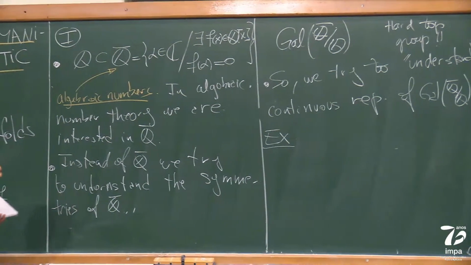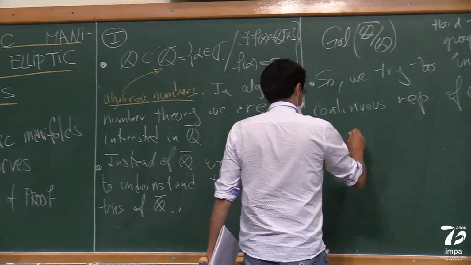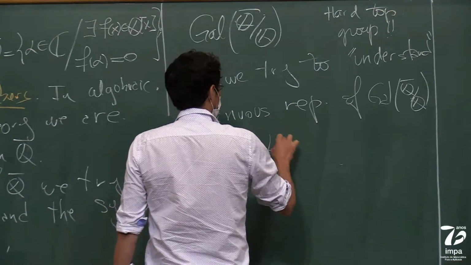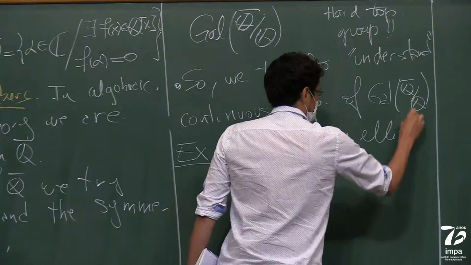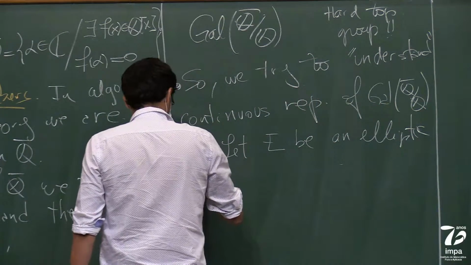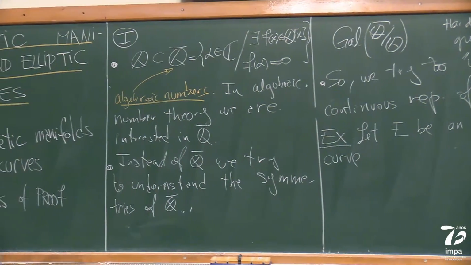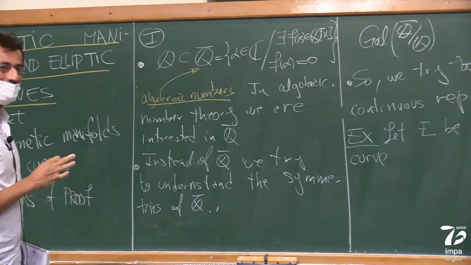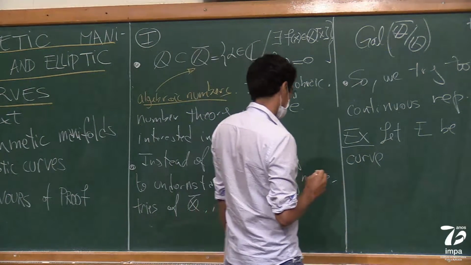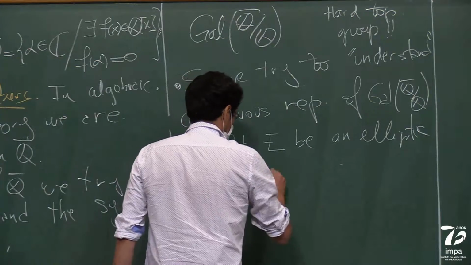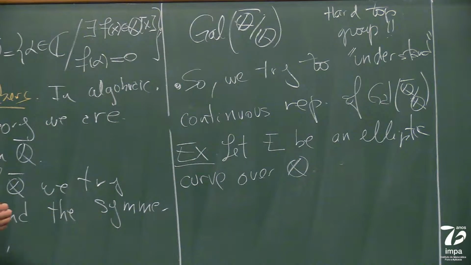The example I want to give is about elliptic curves. So fix an elliptic curve. Let E be an elliptic curve. The size of the letters is fine, so you can read it? It's okay. It's been so long since I gave a talk in public, so it's very difficult. Okay, so you fix an elliptic curve over Q.